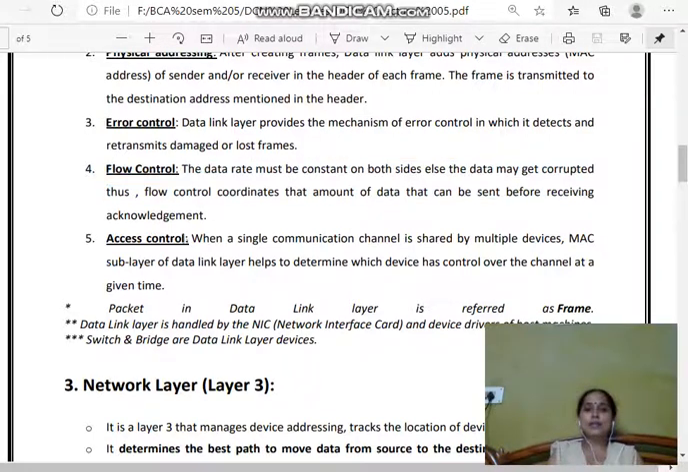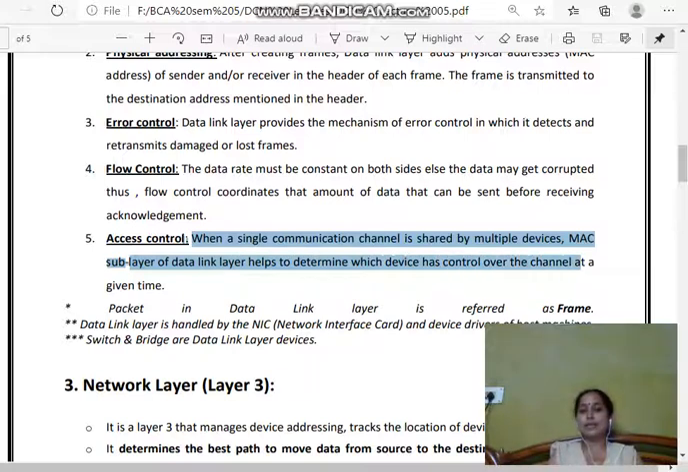Access control. When a single communication channel is shared by multiple devices, the MAC sublayer of the data link layer helps to determine which device has control over the channel at a given time. The network devices used at this layer are bridges and switches. We can say that switches and bridges are used where there are multiple connections, many nodes using the same physical channel. Here you can say that there is no dedicated port or dedicated line, a point-to-point connection is not there.